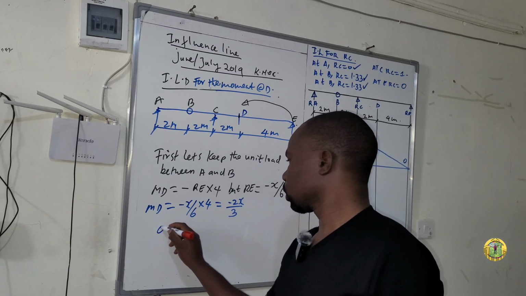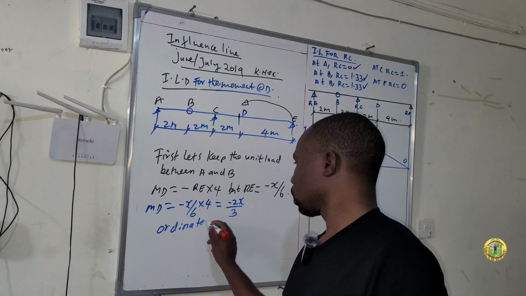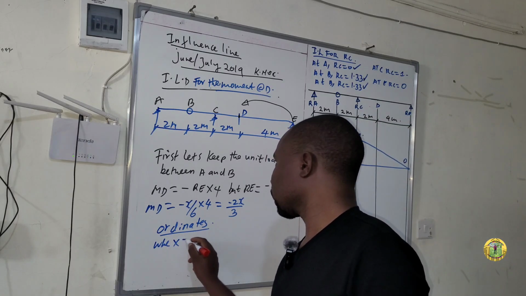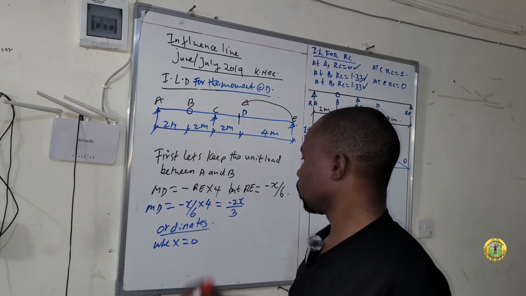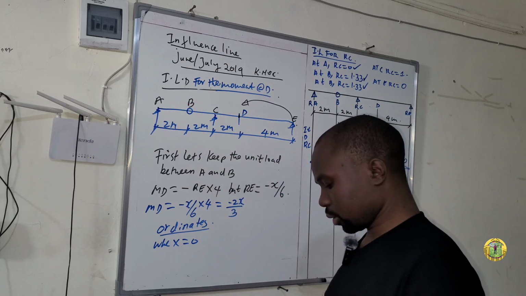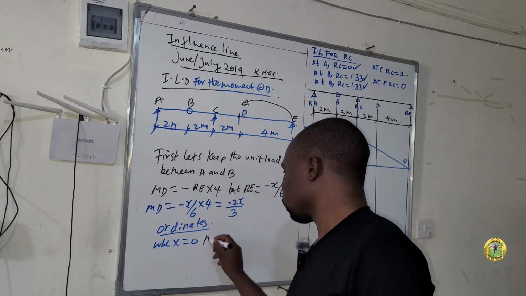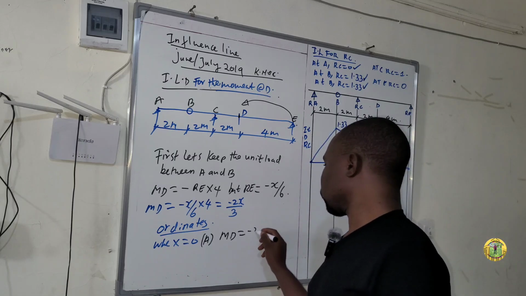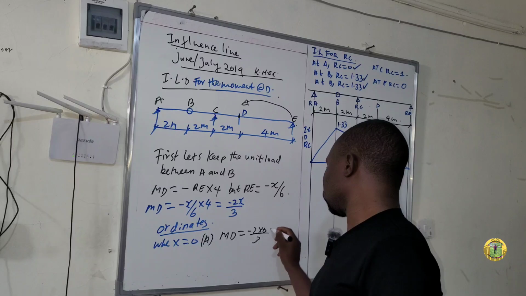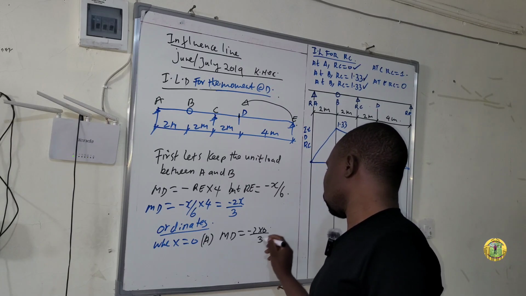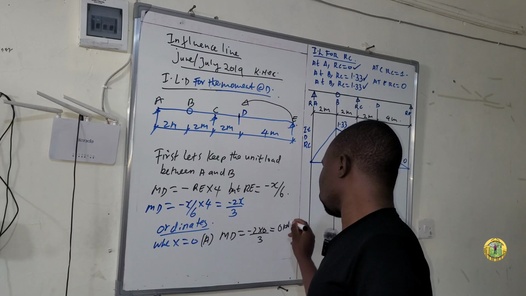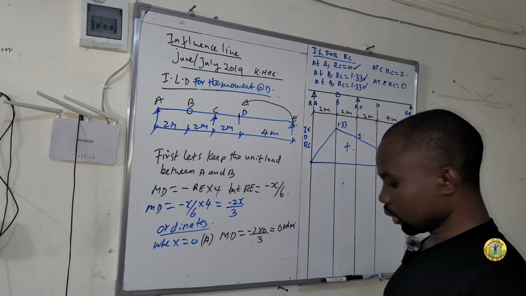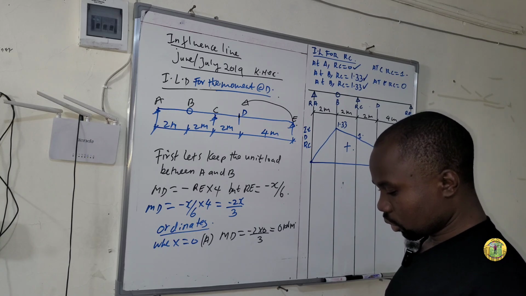Let's now get the ordinates. When x is equal to 0, so x is at A, MD is equal to minus 2 times 0 over 3, which is equal to 0 kilonewton meter. MD is equal to 0 kilonewton meter.